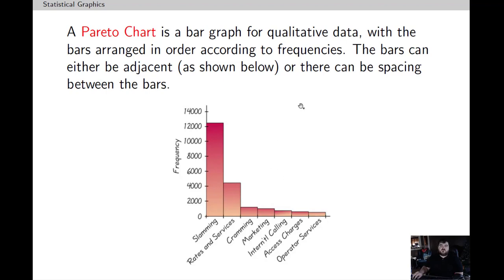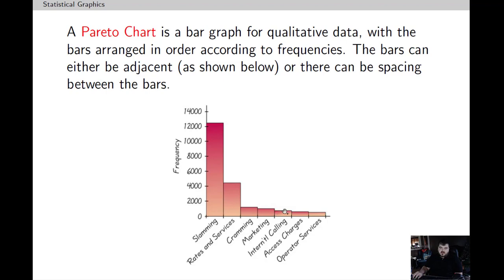It's great for showing the frequencies in connection to each other, like which one's the most. So maybe you're trying to make cuts. This looks like maybe a company. They have a marketing division, international calling division, access charges. Maybe you're trying to make some cuts in your company, and you're trying to say, okay, which one has the greatest usage or whatever you want to say.